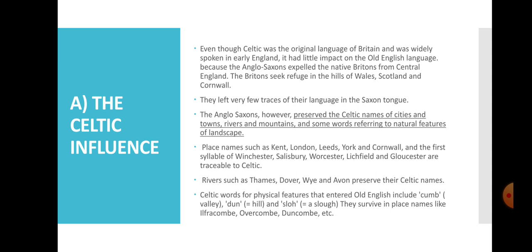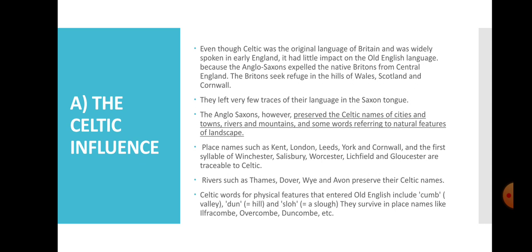Thus the place names such as Kent, Lenton, Leeds, York, Cornwall and the first syllable of Winchester, Salisbury, Worcester, Lichfield, Gloucester are traceable to Celtic. All these words were from the Celtic language because the names of cities, towns, rivers, mountains and features of landscape were retained in the Old English tongue. These Celtic names were thus preserved as they are, and find a place in the Old English language. River names such as Thames, Dover, Wye, Avon preserve their Celtic names. These are the words which Old English had from the Celtic language.